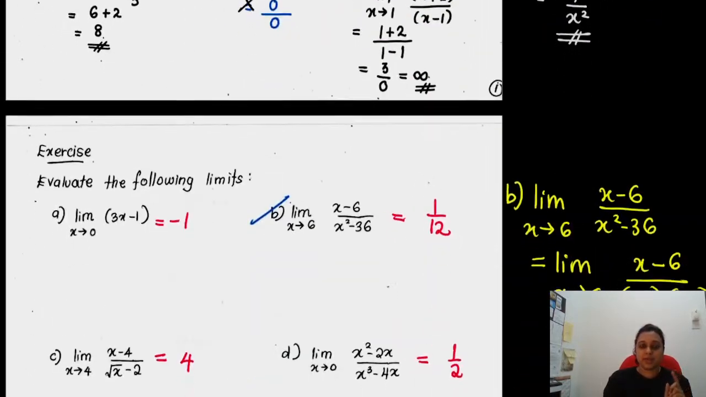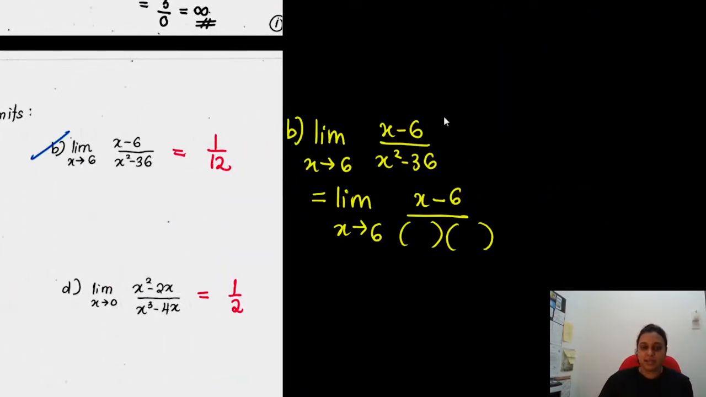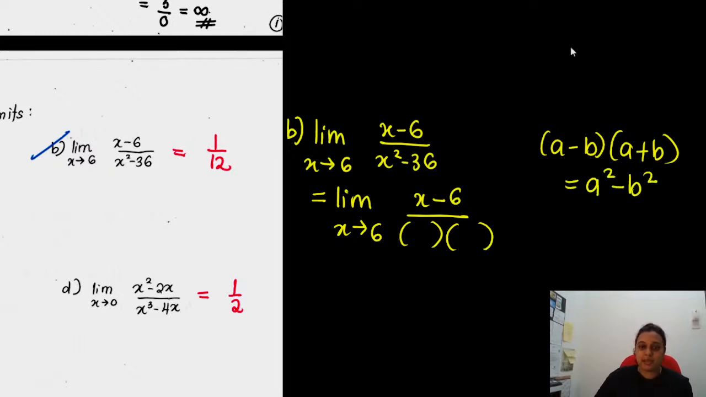Let me redo the shortcut. Remember, a minus b times a plus b gives you a square minus b square. We are applying this concept. The a is your x. What number squared gives you 36? 6, isn't it? So it's actually x square minus 6 square. You have to change it into this form, then you can get the two factors: x minus 6 and x plus 6.